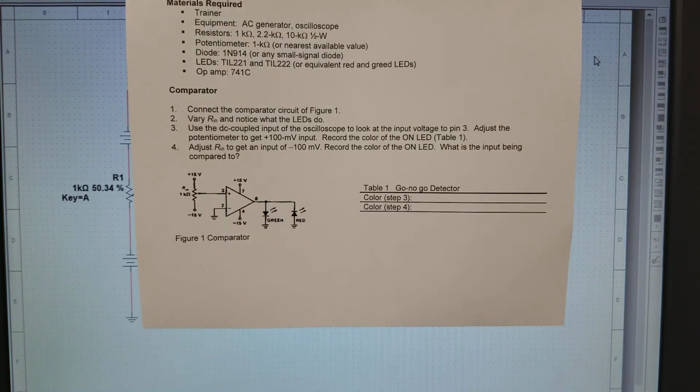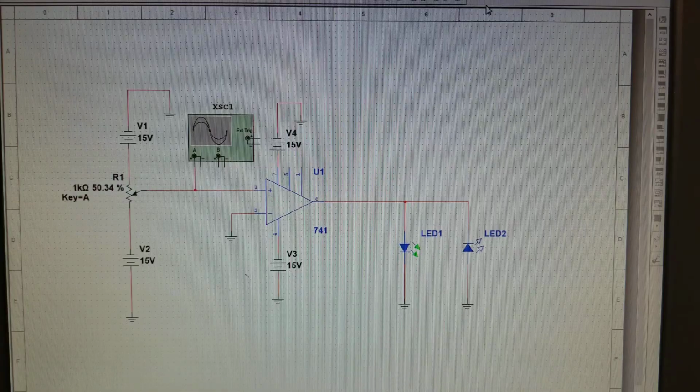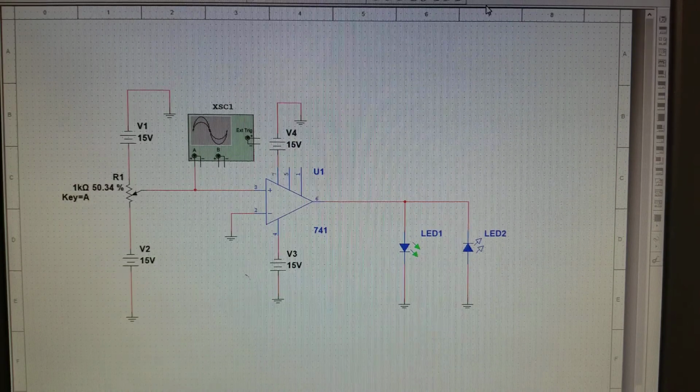The first part we're going to go over is the comparator. So, part number 1 says connect the comparator circuit of figure 1, which is what we'll do next. So here's the built comparator.